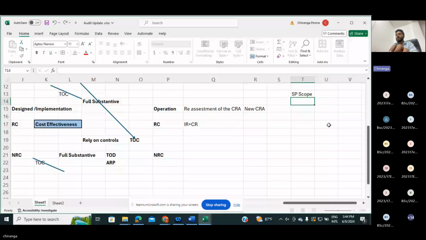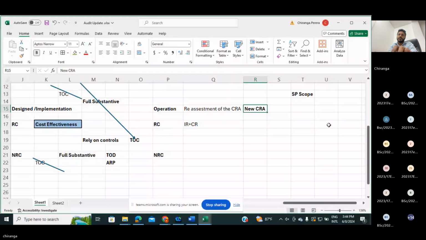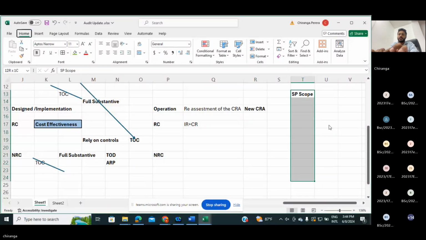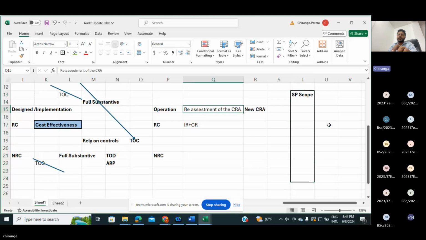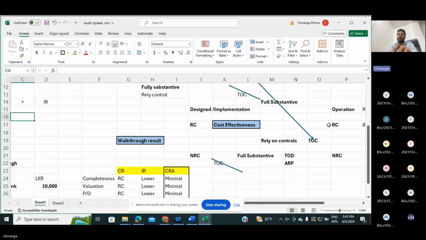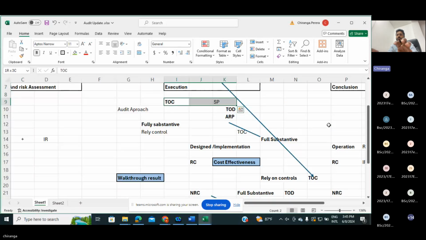Substantive procedure scope will be decided based on the new, updated CRA, right? So then I'm asking a question. What is the relationship between TOC and substantive procedures? Both are audit procedures. What is the relationship between both?